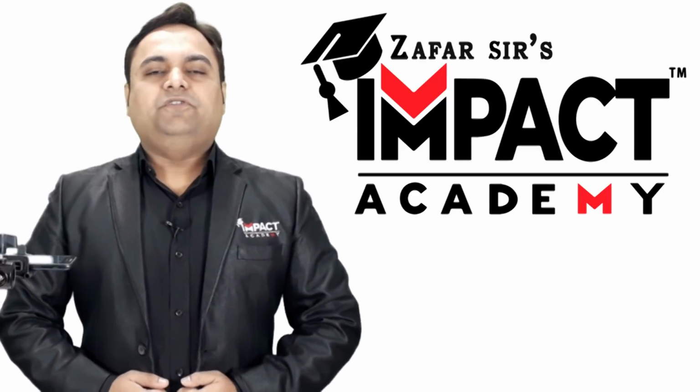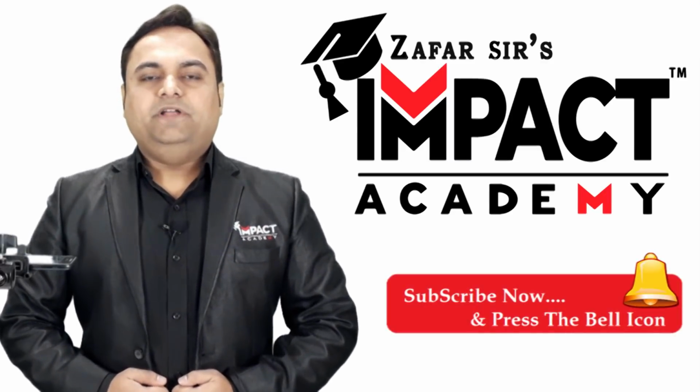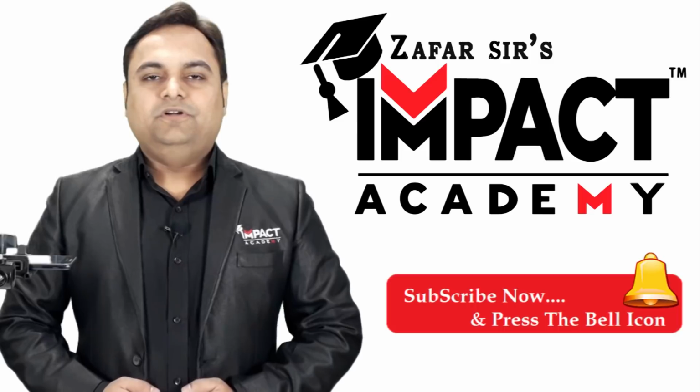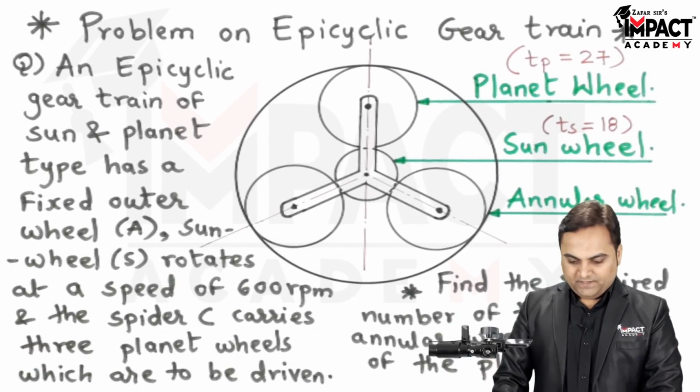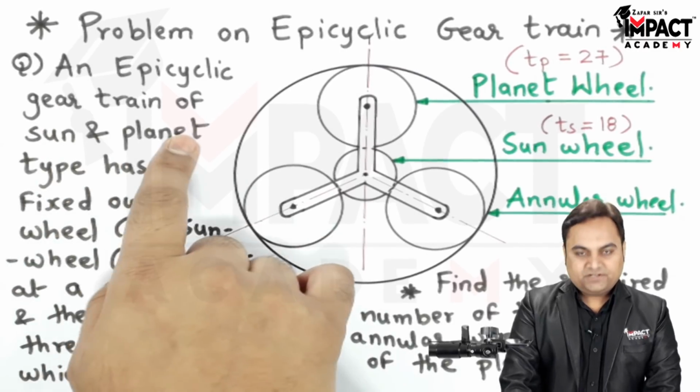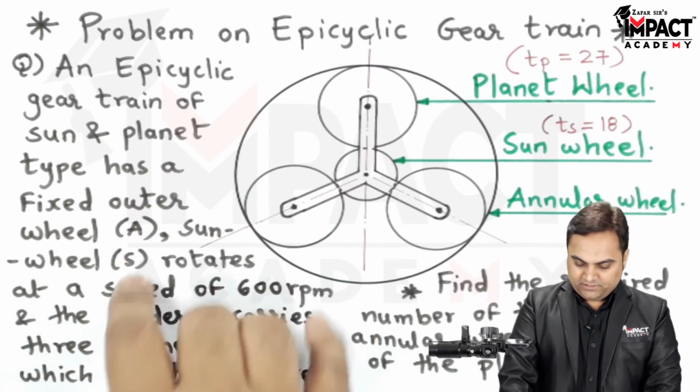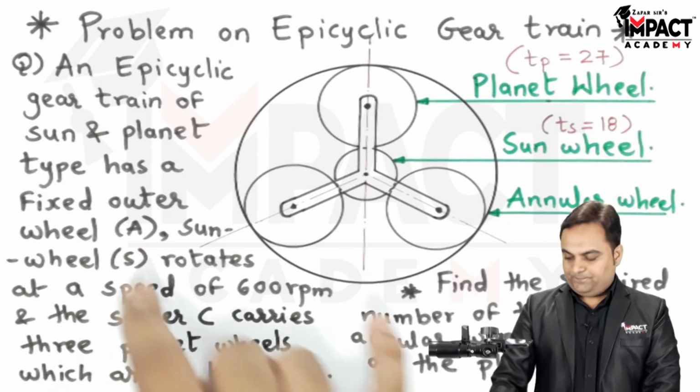Hi friends, here in this video I'll be explaining the problem on epicyclic gear train. So let's get started. Now here is the question in front of us. It is given an epicyclic gear train of sun and planet type has a fixed outer wheel A.